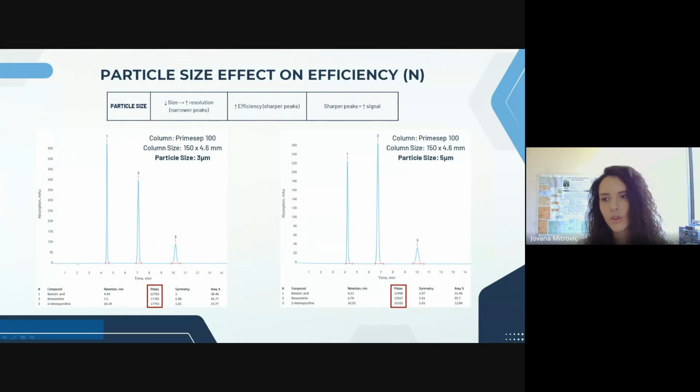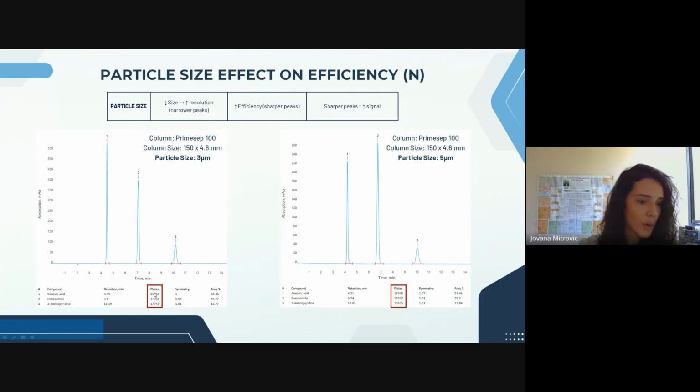Here's just a visual comparison between 3 micron and 5 micron particle columns, both using the same size, same stationary phase, Prime sub-100 column. The smaller 3 micron particles deliver better peak efficiency and sharper peaks because they create more theoretical plates. And we can see here, for 3 micron, our plate count number is way higher than for 5 micron particle for the same compounds.